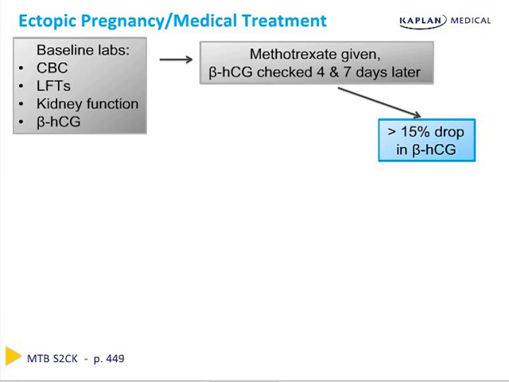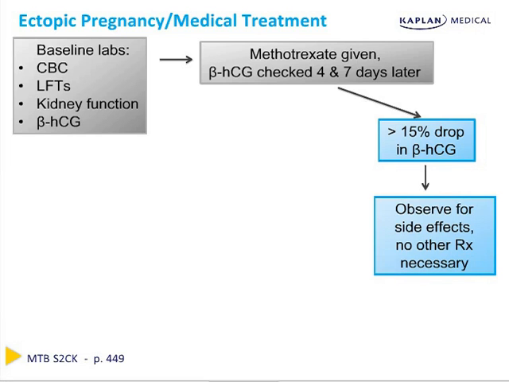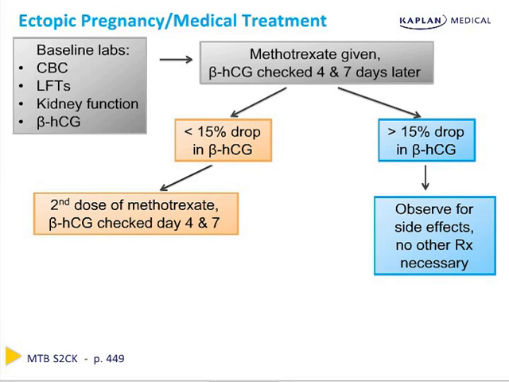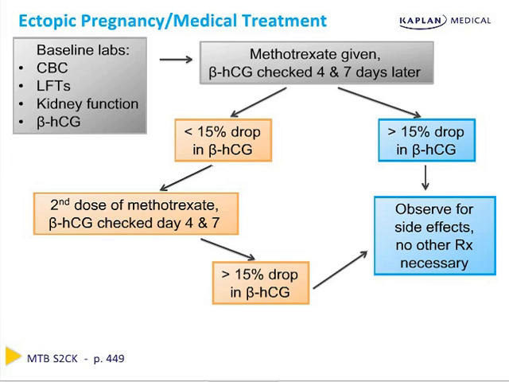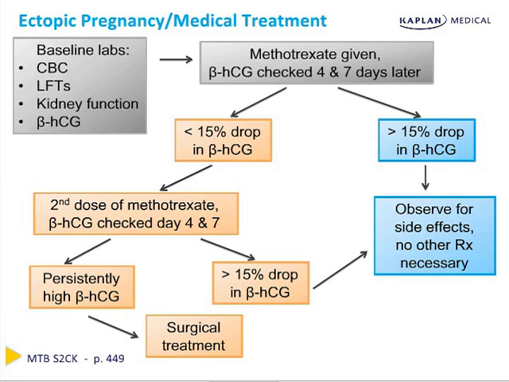If there is a 15% drop, treatment is considered a success, and weekly beta-HCGs are drawn until they are undetectable. If there is not a 15% drop, you have the option of giving a second dose of methotrexate as long as the patient remains stable. Again, beta-HCG levels are checked on days 4 and 7, and then if there is a 15% drop, we observe for side effects and obtain weekly beta-HCGs until they are negative. If there's persistently elevated HCG levels, it's time to proceed with surgical management.